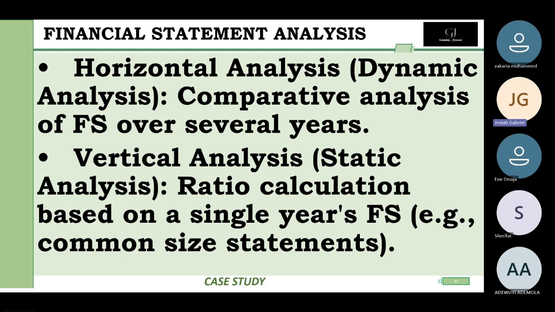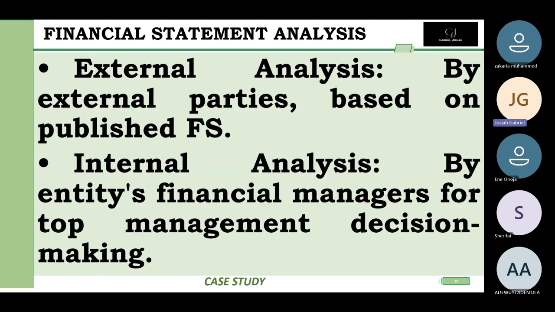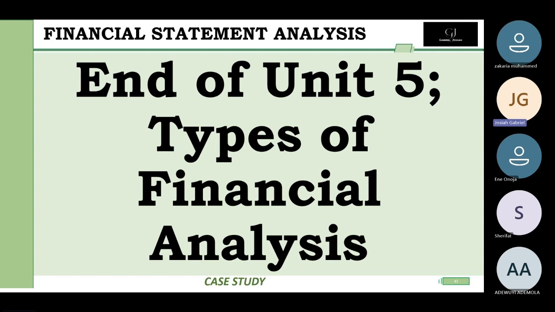And the vertical analysis speaks to a static analysis, and the ratio calculation is based on a single year's financial statement. So you're comparing common size statements on the financial statements, the revenue, the cost, the gross profit, and every item down, for example, in the SCI. The same thing with the SFP and the SCF. So the vertical analysis speaks to a single year analysis. And those are the critical types of financial analysis typically.